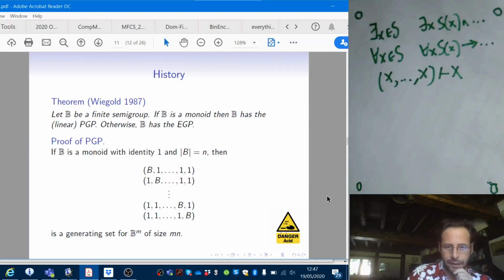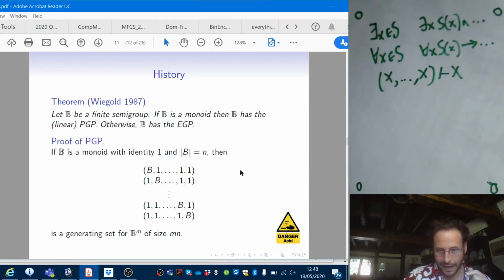So the history of these PGP and EGP goes back originally to groups. Well, groups are always PGP, but there still is some reasonably rich behavior in them. An old theorem classifies what happens for semigroups. If B is a monoid, then B has the linear PGP, otherwise B has the EGP. Now we can see the PGP very easily. I'm looking at this monoid with identity I, so you think of it multiplicatively.